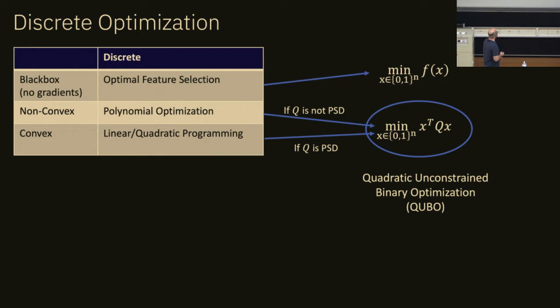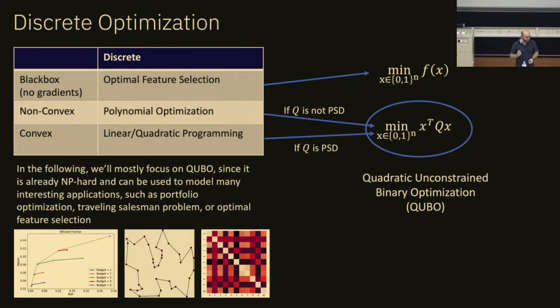All right, so you probably have heard about this, a quadratic unconstrained binary optimization problem, or QUBO. This is what we'll focus on for the biggest part of the talk today. It's a very interesting problem class. It's still very difficult. You can model many things with that. I just gave three examples here, like portfolio optimization or some routing problems. Also, optimal feature selection can be cast into this form.